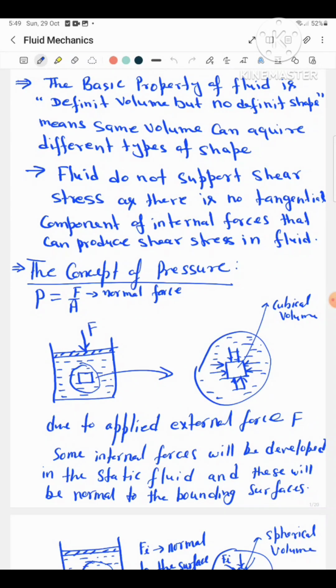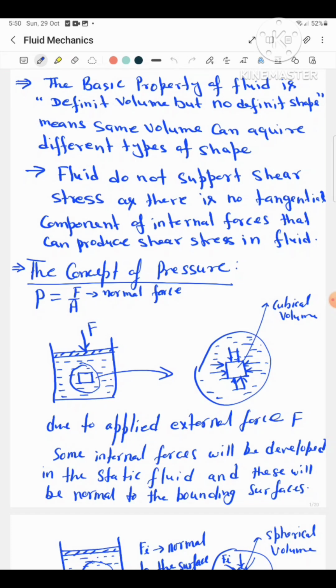Hello students, I am going to take a lecture on fluid mechanics today. In this video, I will discuss only the concept of pressure. Before that, we will discuss the basic property of the fluid.